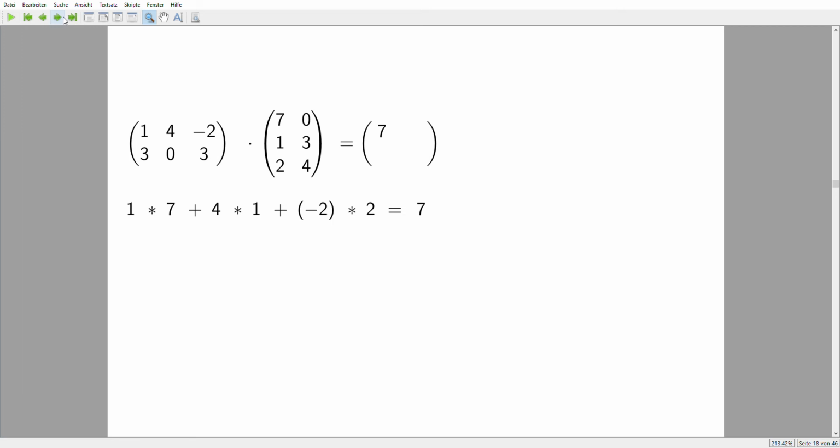And then we proceed in the same manner. To get the element in row 1, column 2 of our new matrix, we multiply row 1 of our first matrix and column 2 of the second, which is 1 times 0 plus 4 times 3 plus minus 2 times 4 to get 4.